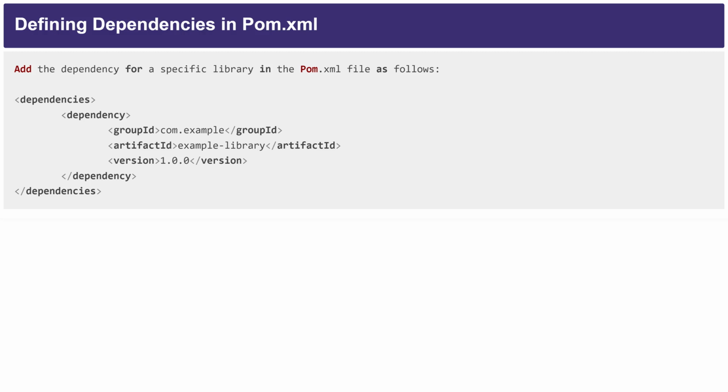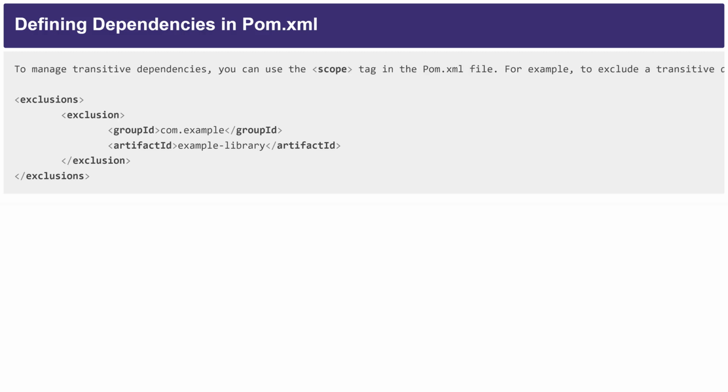To manage transitive dependencies in Spring Boot, you can use the scope tag in the Pom.xml file. To exclude a transitive dependency, add the following code within the dependency tag. <exclusions><exclusion><groupId>com.example</groupId><artifactId>example-library</artifactId></exclusion></exclusions>. Replace the values with the actual group ID and artifact ID of the dependency you want to exclude.